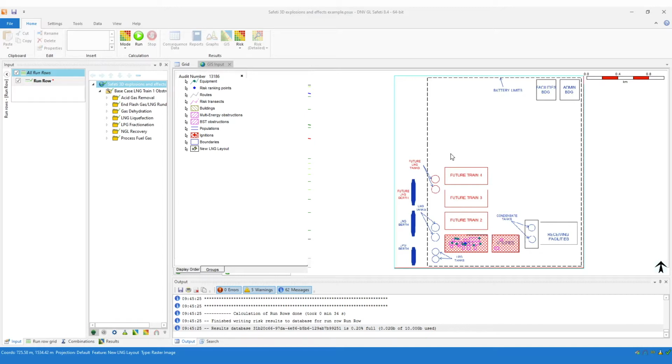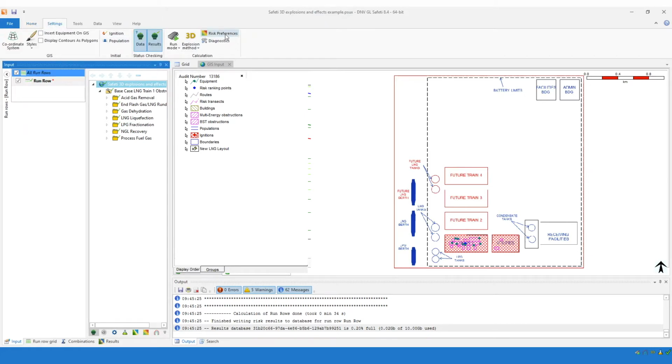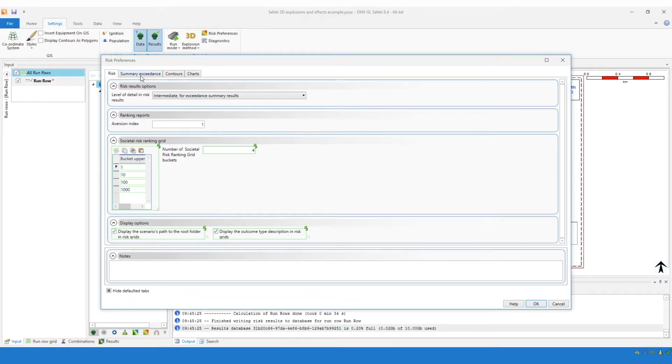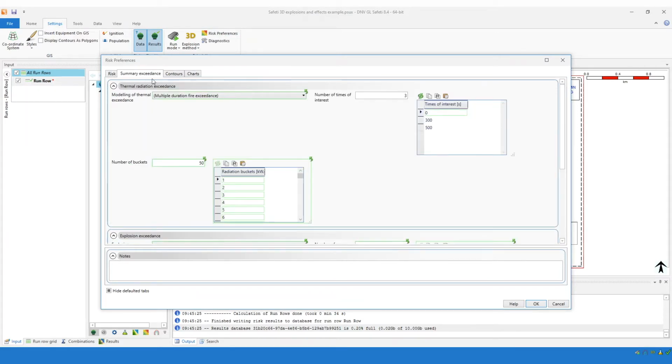In this video, I'm going to explain how to produce radiation exceedance curves for several times of interest, which is a new feature introduced in version 8.4. I've loaded one of the Safeti example studies, and on the risk preferences tab, you will see a new summary exceedance tab. One of the groups in this tab is for thermal radiation exceedance, and this allows you to specify the times of interest for the exceedance curves.